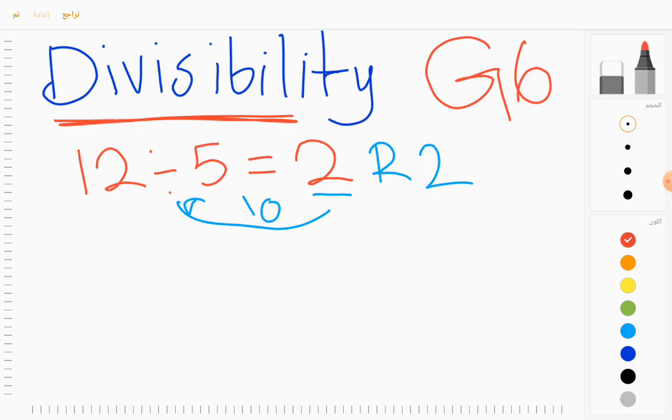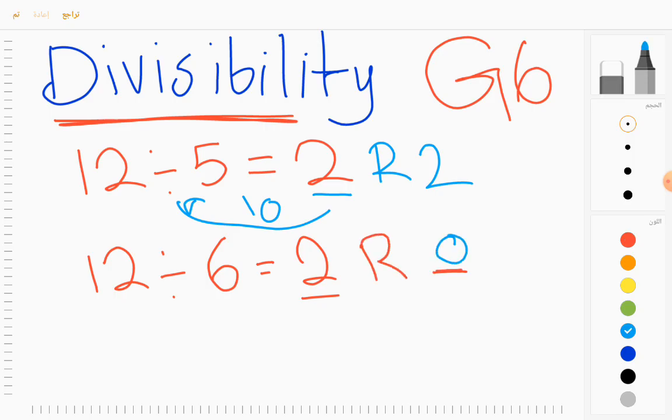So let me ask you another question. What is the quotient of 12 divided by 6? There is an answer in times table 6 that gives 12, which is 2. So is there any remainder? The remainder now will be 0. So I can say that 12 is divisible by 6. 12 is divisible by 6 because the remainder is 0, but 12 is not divisible by 5 because there is a remainder. So the concept of divisibility means that if I divide a number by another number, the remainder will be 0.